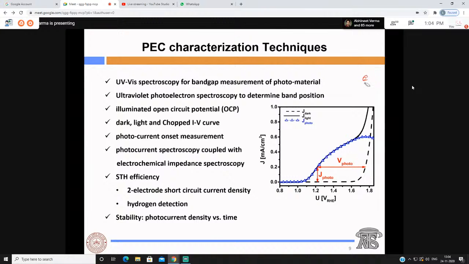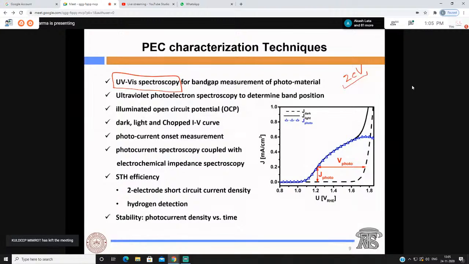For that, we do UV-visible spectroscopy analysis. The data we get from there, we do some calculation. Basically, there's a plot known as the Kubelka-Munk plot, and from there we find out the band gap of the material. Now we have a band gap. Let's say we got a band gap of 2 electron volt. Okay, now we know that the band gap is 2 electron volt. That is well suited for the water splitting reaction.